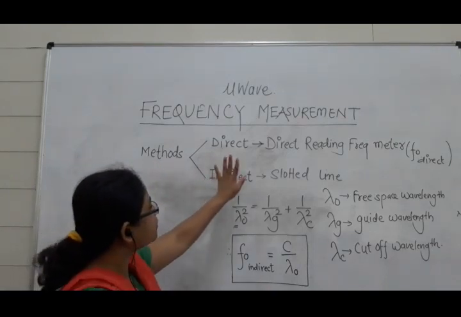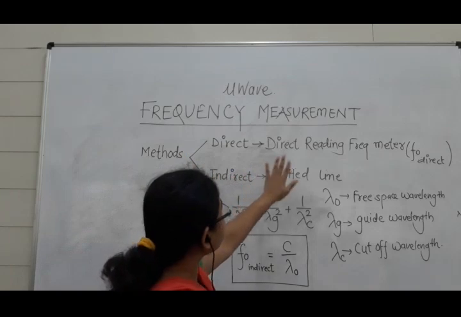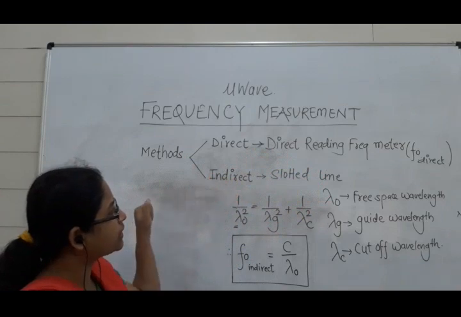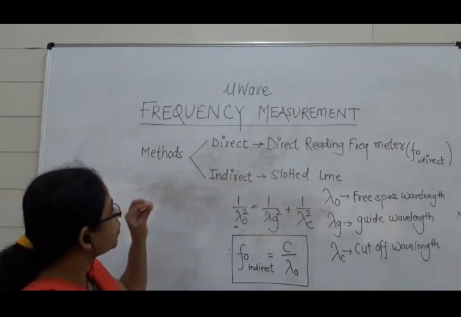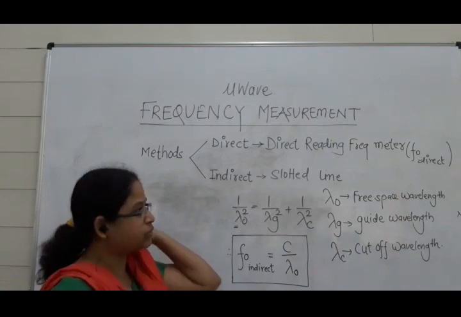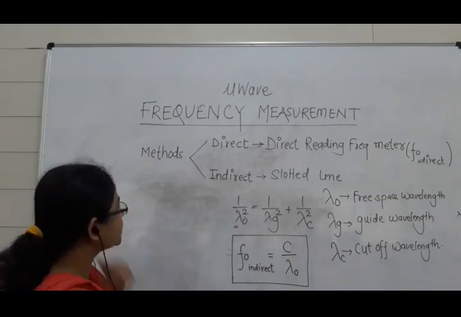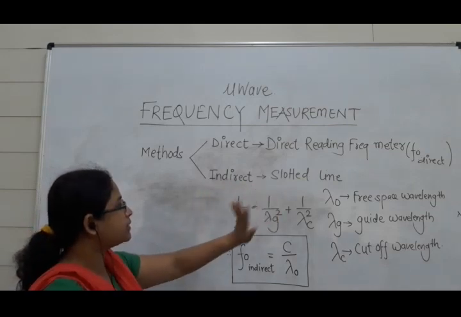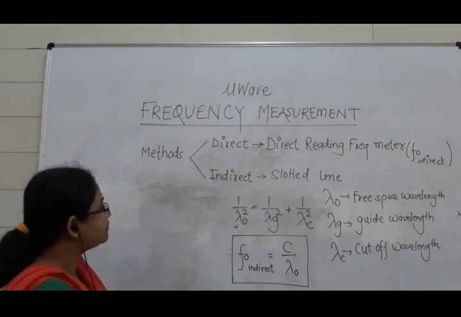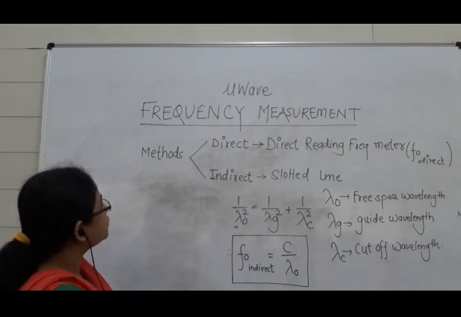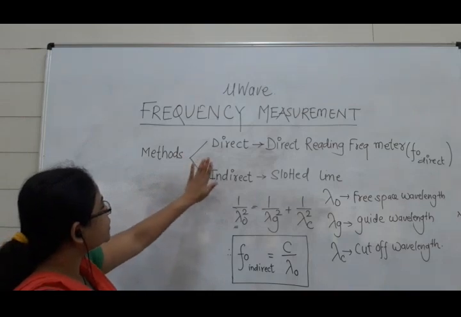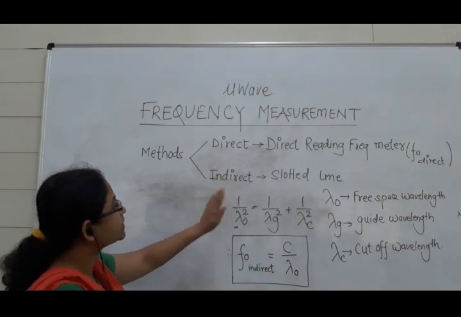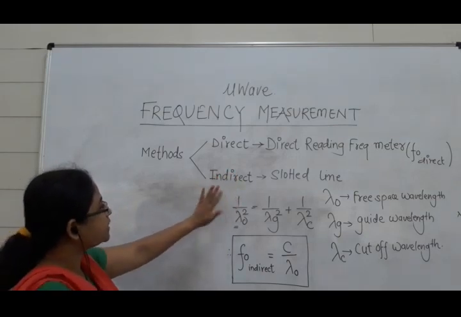Method one is the direct method, where we use a direct reading frequency meter, calibrated in the X band from 8 GHz to 12 GHz, to find out the frequency generated by our microwave source. The second method is the indirect method, in which we use the slotted line. To calculate the frequency using the indirect method, we will measure the frequency using the frequency meter and verify that it is correct using the indirect method.